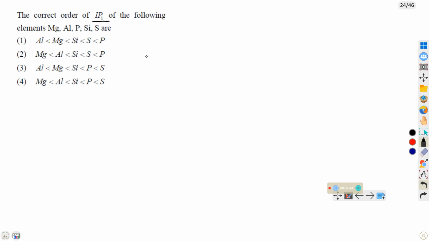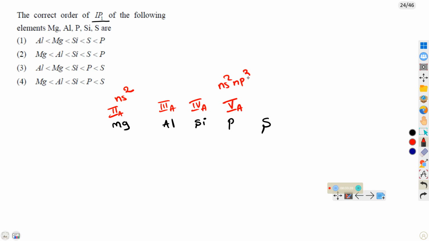The correct IP1 order of the following: given magnesium, aluminum, phosphorus, silicon, sulfur. Third period elements are sodium, magnesium, aluminum, silicon, phosphorus, sulfur. Here sodium is not given, magnesium is given. Magnesium belongs to the 2A group, whose electronic configuration is ns2. Then 3A, 4A, 5A. 5A group elements have electronic configuration ns2 np3.